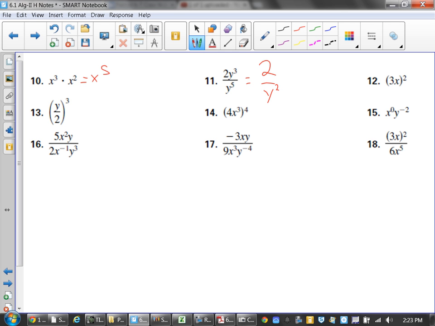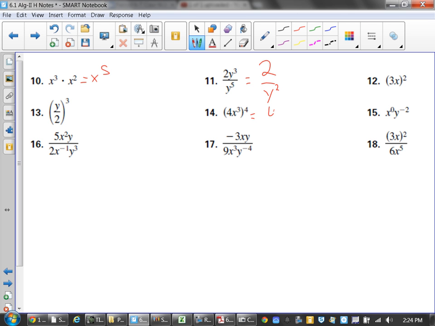Wait, really? On the test? It would be? No, it wouldn't be. You'd mark it wrong. It's y cubed over 8, so, all right. 4x cubed all to the 4th power. 256x to the 12th? Yes. We good? Why is it 12?